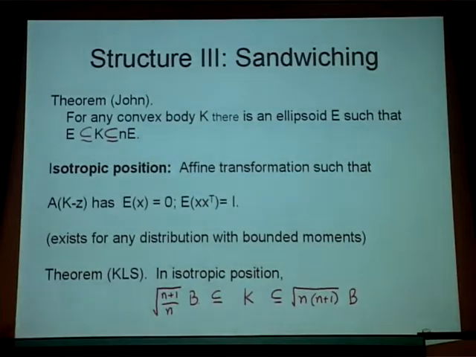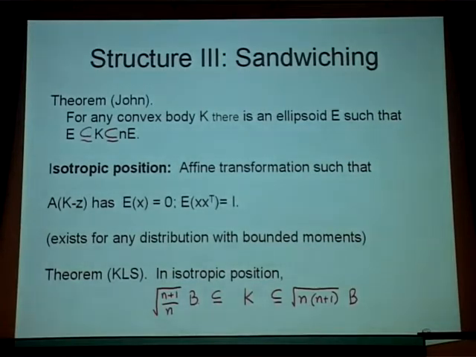Okay? Now what's nice about this position is the following theorem of Kannan, Lovász, and Simonovits, which says that in this position, the body is sandwiched between two balls. B just stands for the Euclidean ball of unit radius, of radii that are off by exactly a factor of n. See, the left radius and the right radius are a factor of n away. So it's the same sandwiching as that, same factor, but completely different construction. Okay.